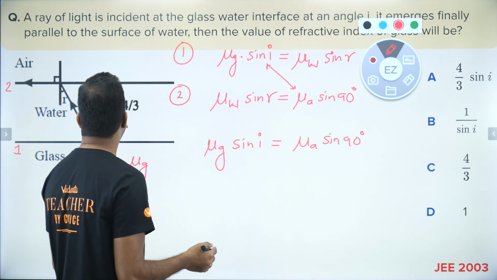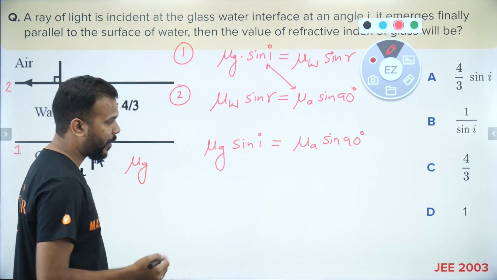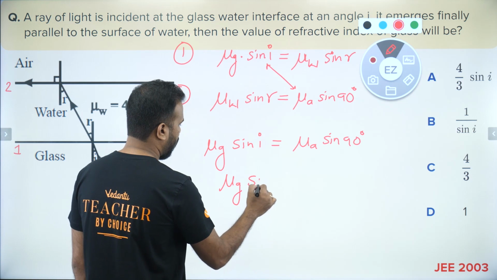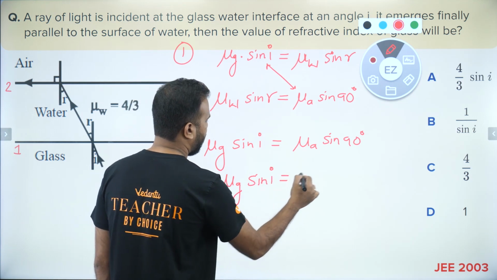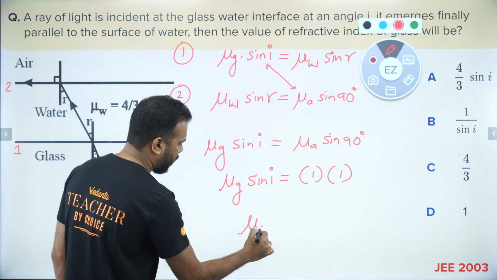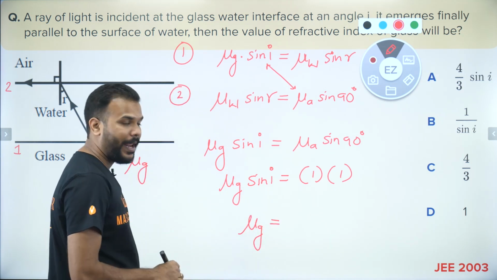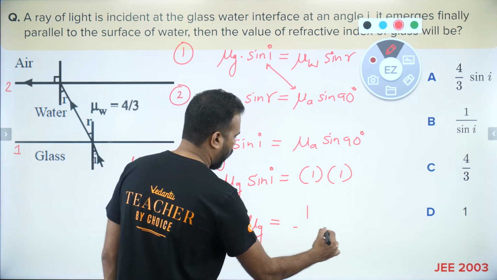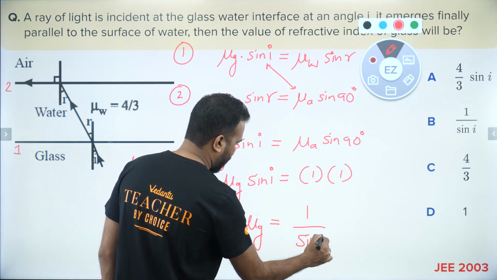So how much is the value of the refractive index of air? I think you already know that value is 1. Sin 90 is also 1. That means mu g sin i should be equal to 1. It simply lands us to the value of the refractive index of glass, which is mu g, as 1 upon sin i.